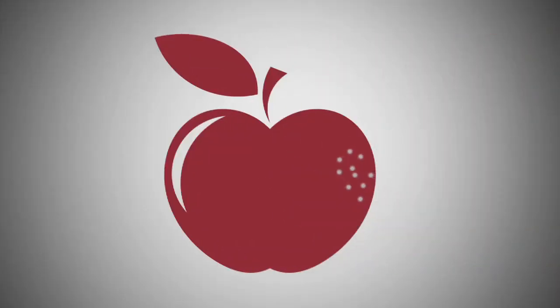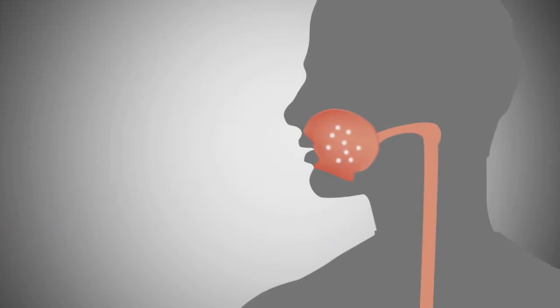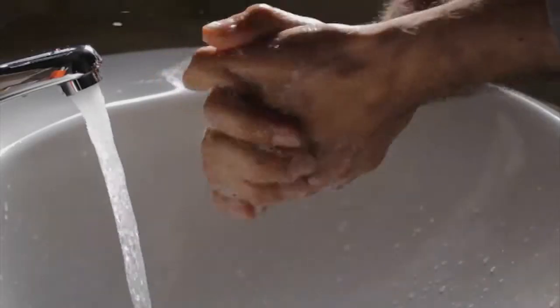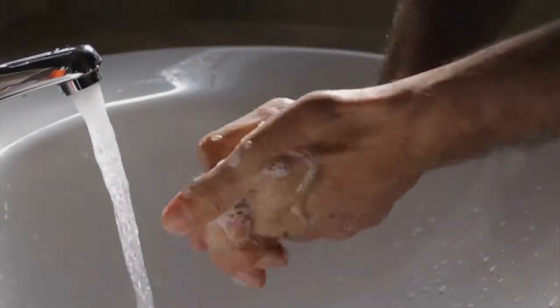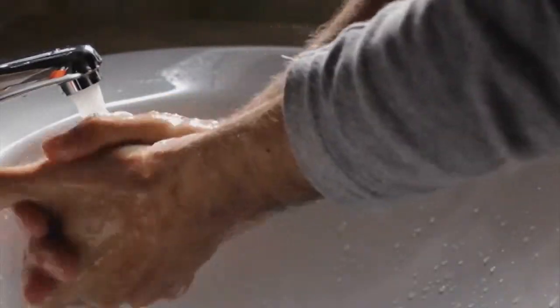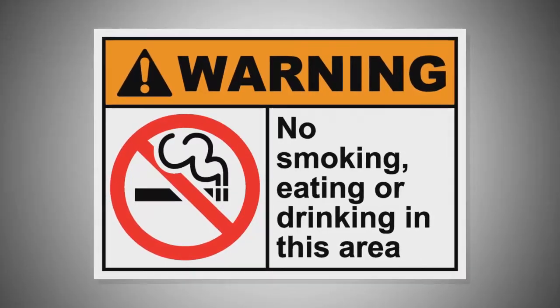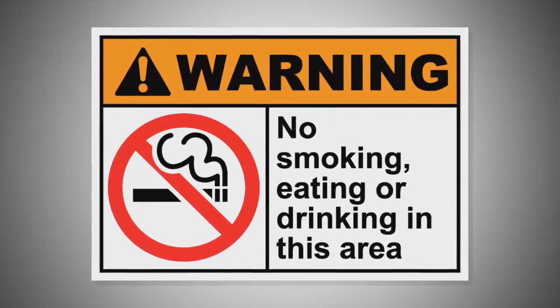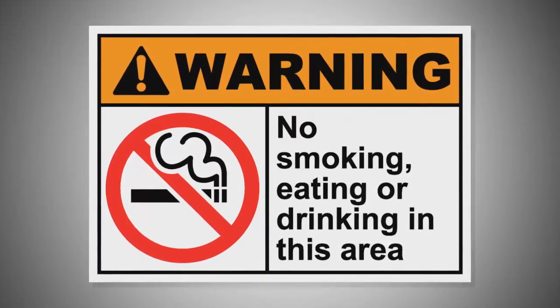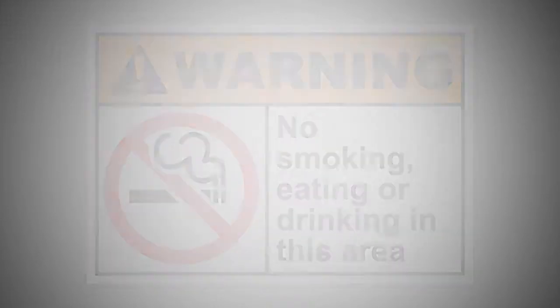Ingesting or swallowing poisons can occur in many different ways. Therefore, it is important to remember to always wash your hands after handling poisons. Smoking, eating, and drinking are prohibited in areas of a release or spill, or work areas with poisons.